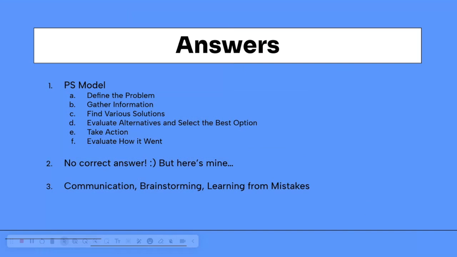For number 2, there's obviously no correct answer, but here's mine. For example, I would like to go into finance and become a venture capitalist, so I can invest in companies and see my profits go up if it's the right decision. But it's also a very risky decision, which makes it more challenging, which I like. It's more of a challenge.